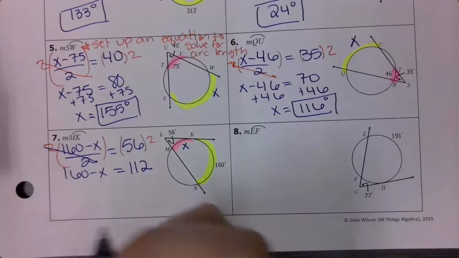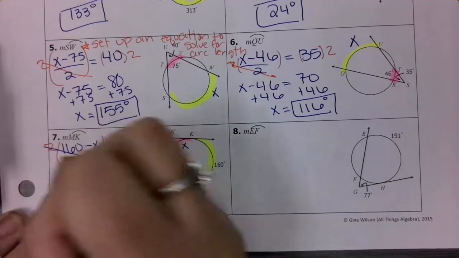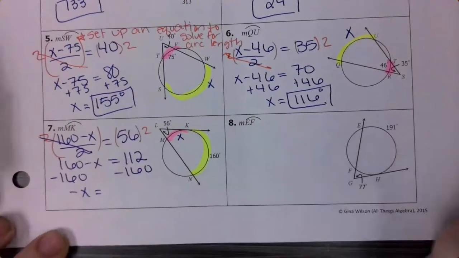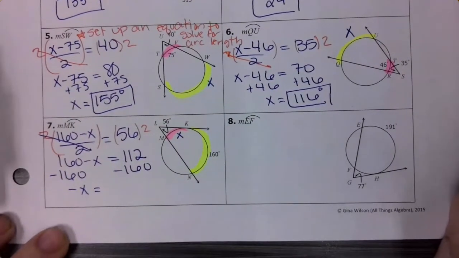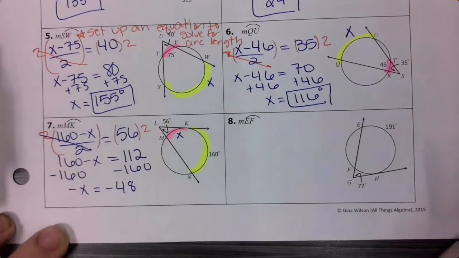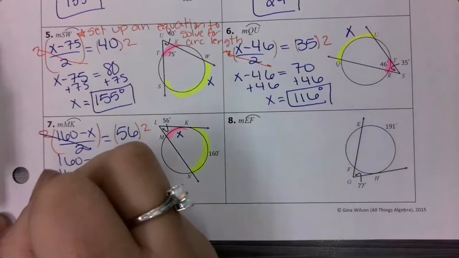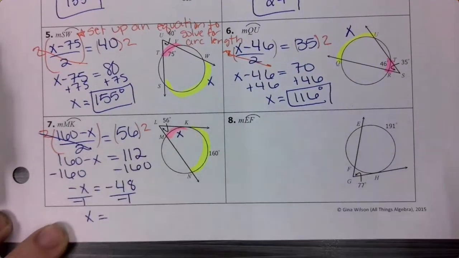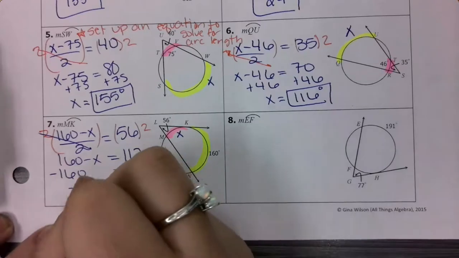Okay, then I want to go ahead and subtract 160 on both sides. What is 112 minus 160? Negative 48. Then I want to go ahead and divide both sides by negative 1, which gets me x equals 48.